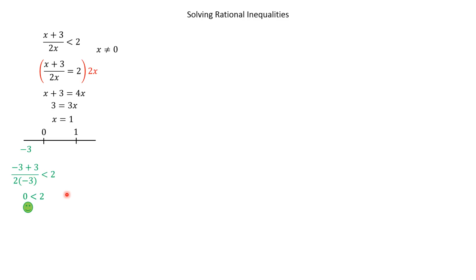How fun is that? All right, now let's pick a number in between 0 and 1, 0.5. So plug it in. We have 0.5 plus 3 over 2 times 0.5. 0.5 plus 3 is 3.5. 2 times 0.5 is 1. So we have 3.5 is less than 2. That does not work because 3.5 is not less than 2. And then let's plug in a number bigger than 1, 3. Could have picked 2, but the nice thing about 3 is that we get 3 plus 3 is 6 over 2 times 3, also 6, and 6 over 6 is 1, and I know that 1 is less than 2. So that one works as well.